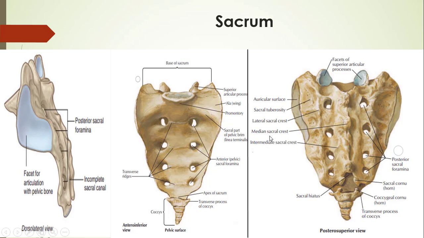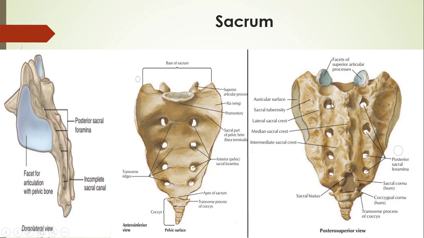Let's talk about the sacrum, which is a single bone that represents the 5 fused sacral vertebrae. It's triangular in shape and curved backwards. So it has a concave anterior surface and correspondingly a convex posterior surface. It articulates above with the 5th lumbar vertebra and below with the coccyx. It also has 2 large ear-shaped facets on each lateral side for articulation with pelvic bones.